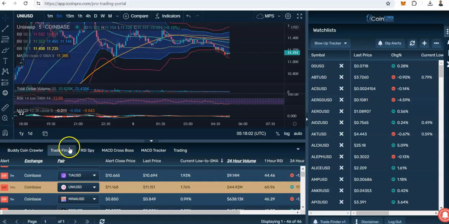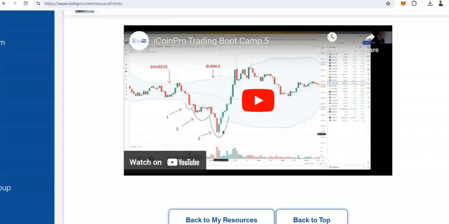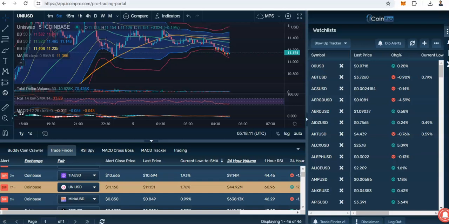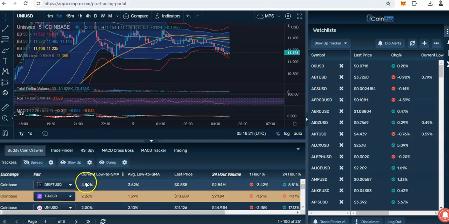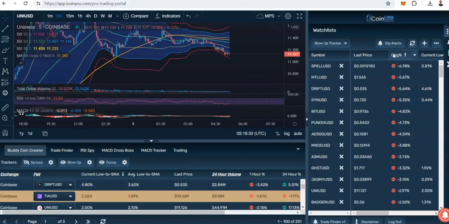So now we're done with the Trade Finder, which, how easy was that? How easy was that? Does it look like the boot camp right here? And are the numbers big enough for us to even make money? Right? If this number is 2% or higher on the current low to SMA, these are good dips. On the BuddyCoin crawler, if this number is bigger than this number, look for the dip, and it's going to be a good trade. And then now we can go to percent change.